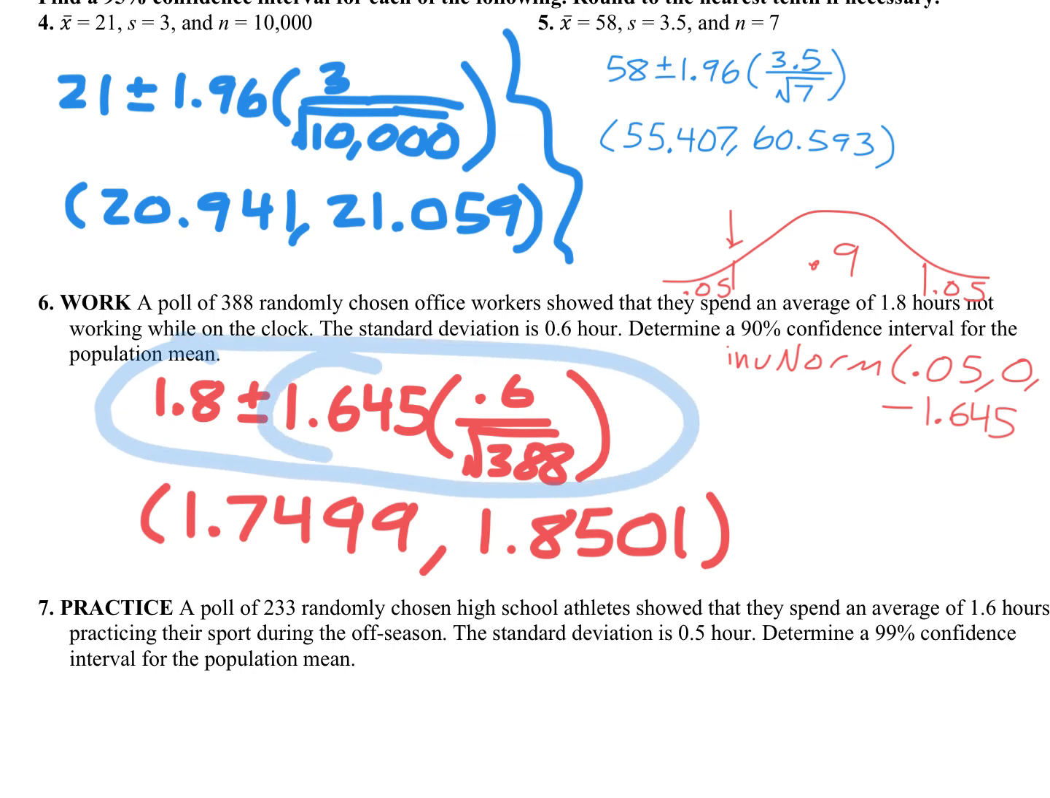Right, so another reason I like going to the calculator instead of multiplying this out by hand. This is a rounded value over here. 1.645 was rounded to 3 decimal places. But if you go to stat, test, z interval, they don't round that value. They use the whole thing, and then they round the finished product. All right, one more.